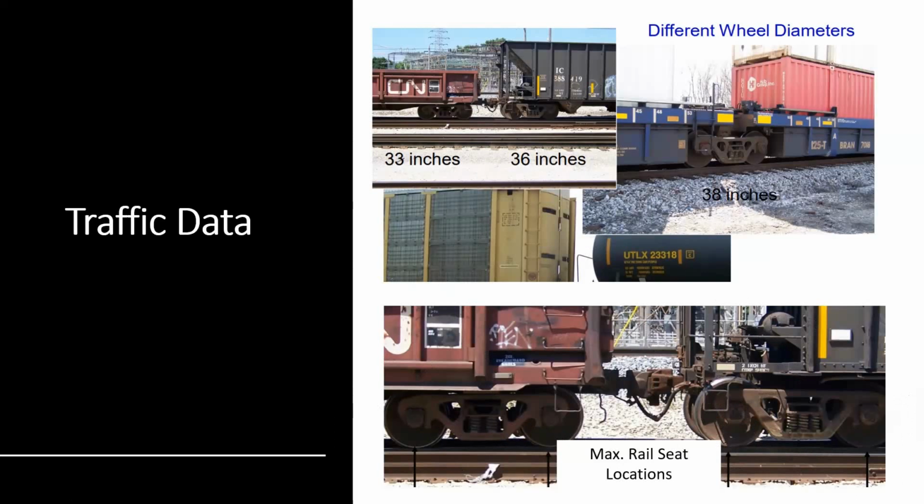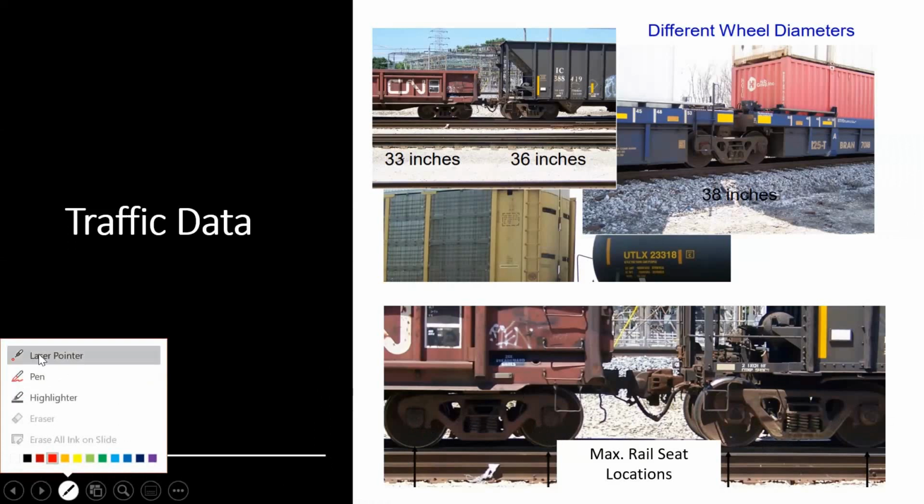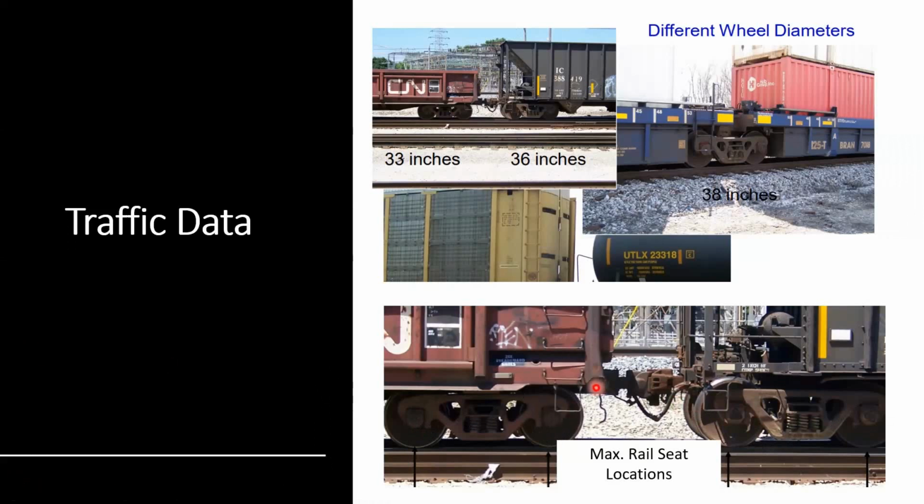So the maximum rail seat location, very important, and just keep this picture in mind, the 4 axles that we have here. Yeah, this one.